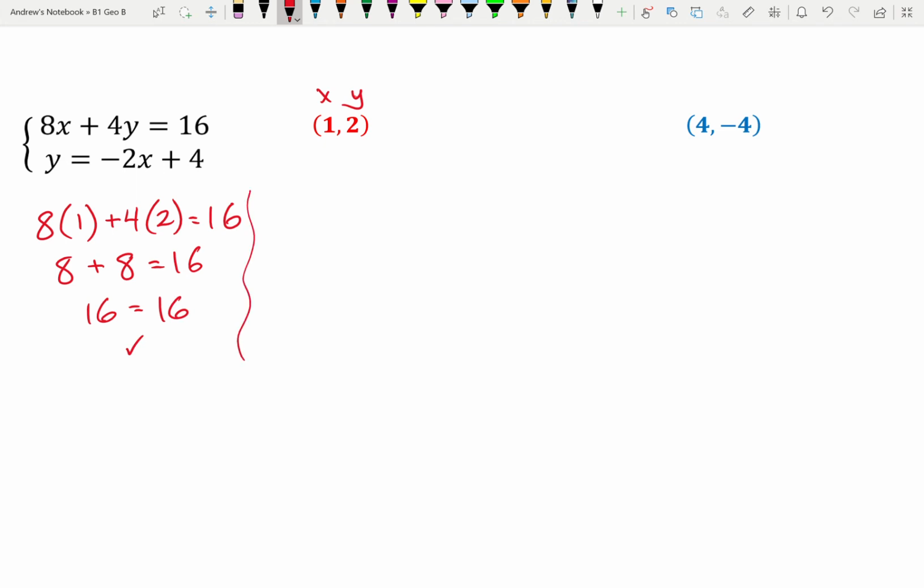If I'm checking out that second equation, y equals negative 2x plus 4. That's y, which was 2, equals negative 2 times 1 for the x, plus 4. Negative 2 times 1 is negative 2, and negative 2 plus 4 equals 2. So this one also works out. So (1, 2) is a solution.